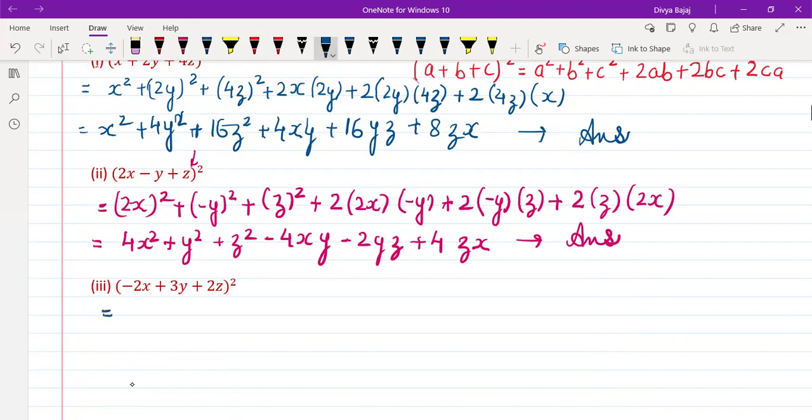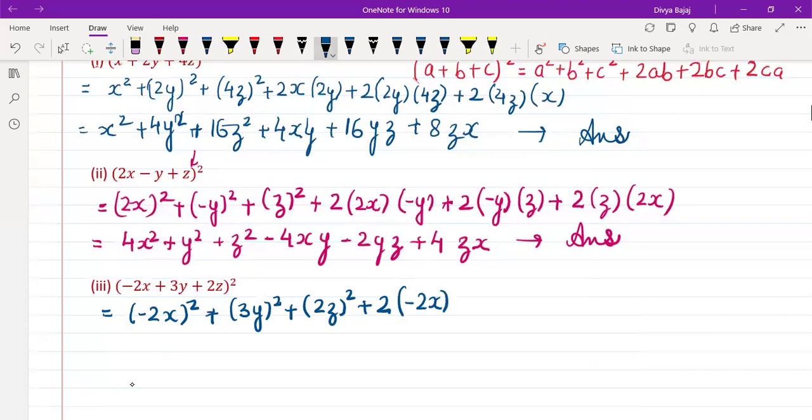A square, which has a negative sign, so minus 2x whole square, plus B square, B is 3y, plus C square, C is 2z, plus 2AB. A is minus 2x, B is 3y. Then 2BC. What is my B here? This is my B term, 3y, and C is the last term, which is 2z.